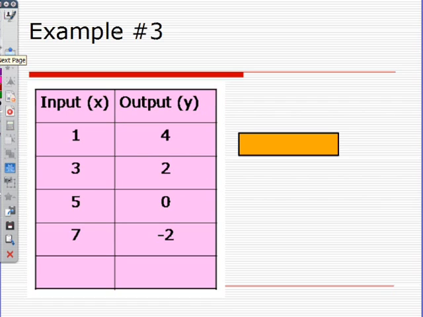Okay. Now this one, right? We go from 1 to 4, 3 to 2, 5 to 0. This is a little confusing. Most of the time, they seem to be decreasing, okay?